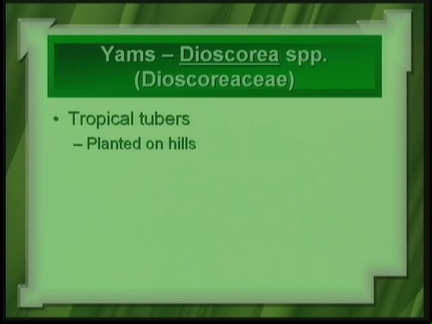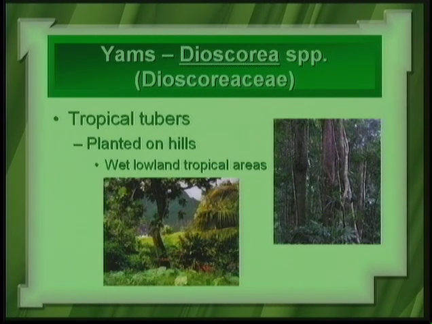So generally, you could plant them on hills, okay? And they really like the wet areas, wet lowland tropical areas. So some Hawaiian people used to plant it out in the forest, and they just harvested it whenever they needed to. They didn't really cultivate them, per se. They just planted them out in the forest and let them grow and then harvested them as they needed them.